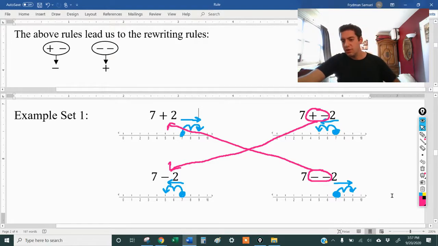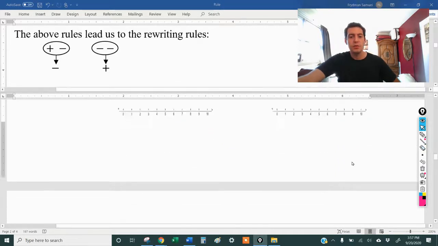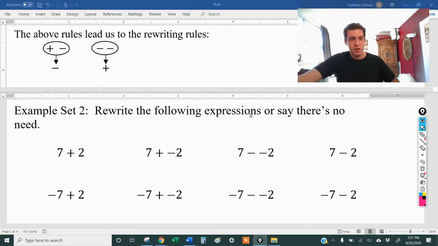So the last thing that I want to do in this video is just practice doing some rewriting. For this set, we're going to rewrite the following expressions or say there's no need. If there's no need to rewrite them, then we're just going to write no need. There's nothing to rewrite here. Okay, so for 7 plus 2, we don't have a plus symbol right next to a negative. So for this one, there is no need to rewrite this.